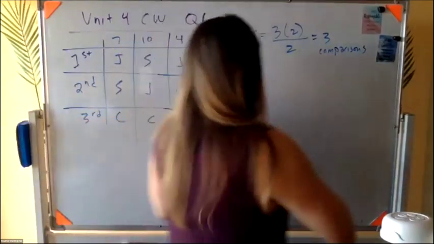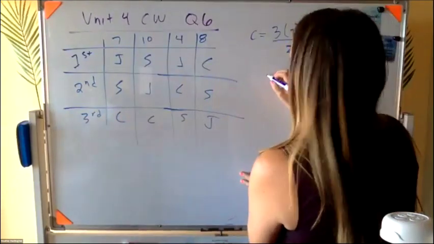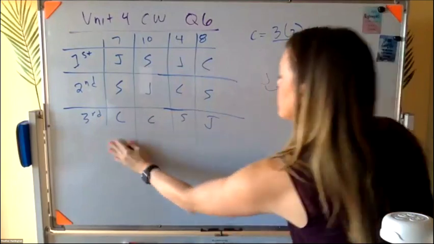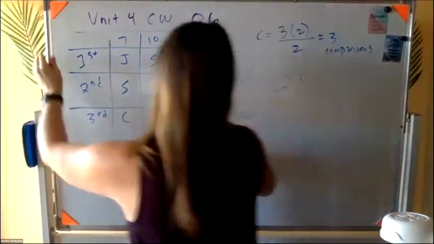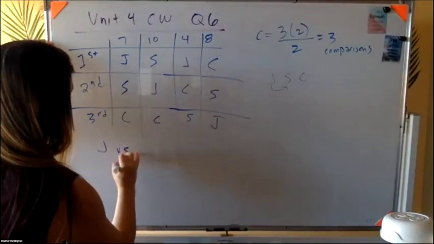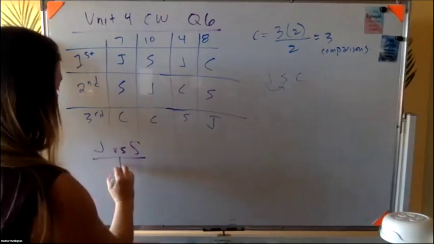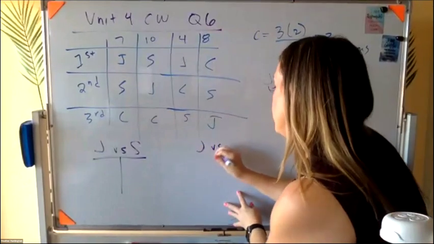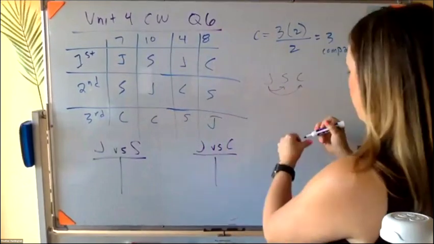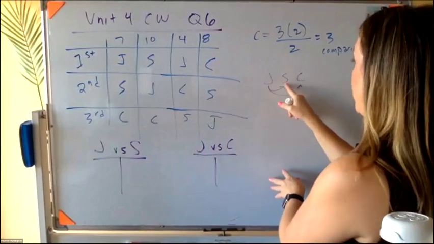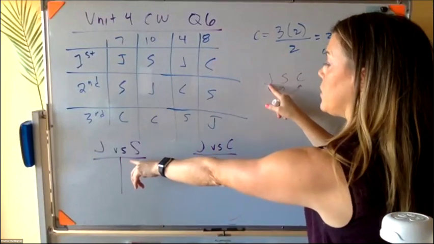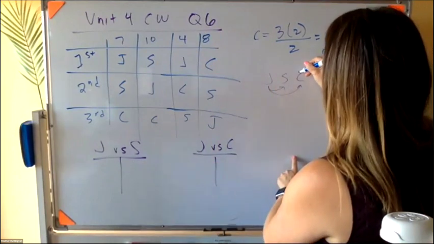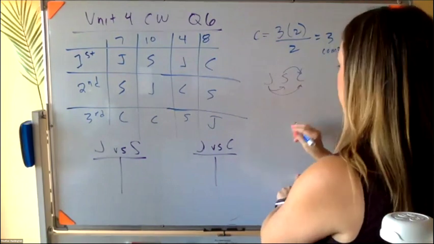What are those comparisons? This is how I like to write it out. So if we have J, S, C, I think of, okay, J versus S. And then J versus C. Okay, so now I'm not going to do S versus J because that's already accounted for here. I'm going to next do the S versus the C.